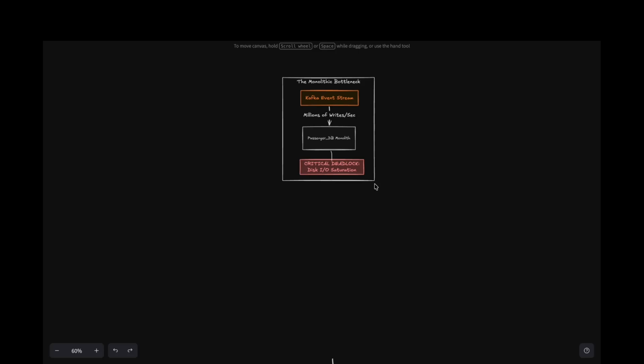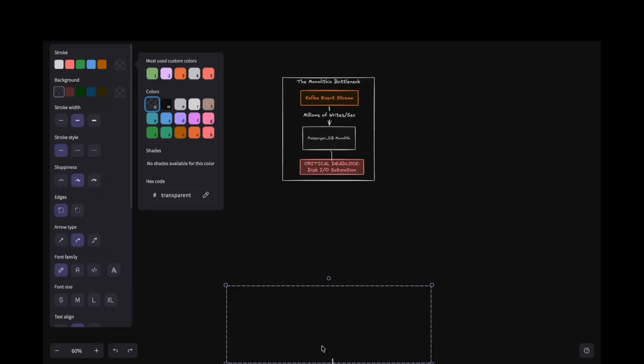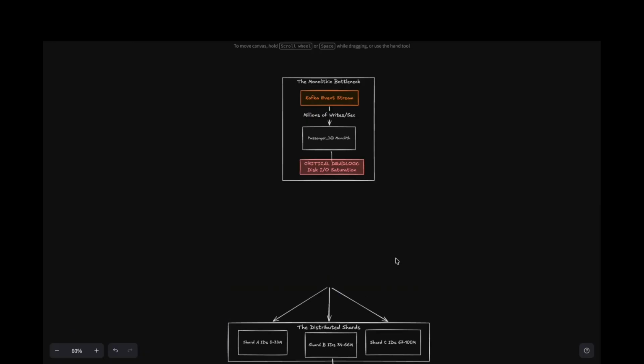To break this physical bottleneck, we must scale horizontally. We take our massive terabyte-scale monolithic database and partition the data across multiple independent database nodes. This is called horizontal sharding. Instead of one server handling 10 million writes, we distribute the load across a fleet of servers, ensuring that compute and storage capacity scale linearly with user demand.